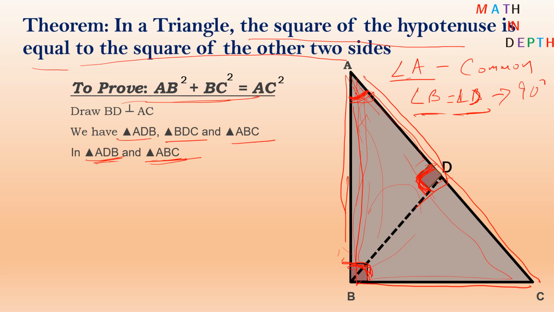Now again, if you notice in triangle ADB, this AB is common. So many lines. Let's delete this first.